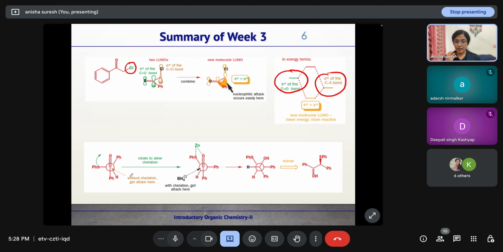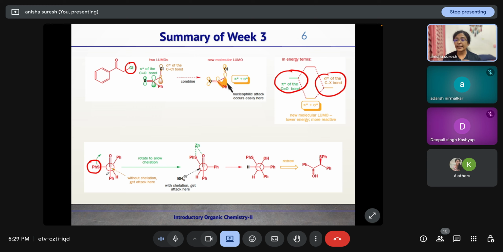Now if we consider Cram's model where chelation can take place. When chelation is not possible, we can draw this conformation, like the larger group is coming perpendicular to the carbonyl group, so the nucleophile should come and attack here, and it will result in the formation of the product, right? If no chelation is possible, then the nucleophile can come and attack at this position, and it will result in the formation of the product.